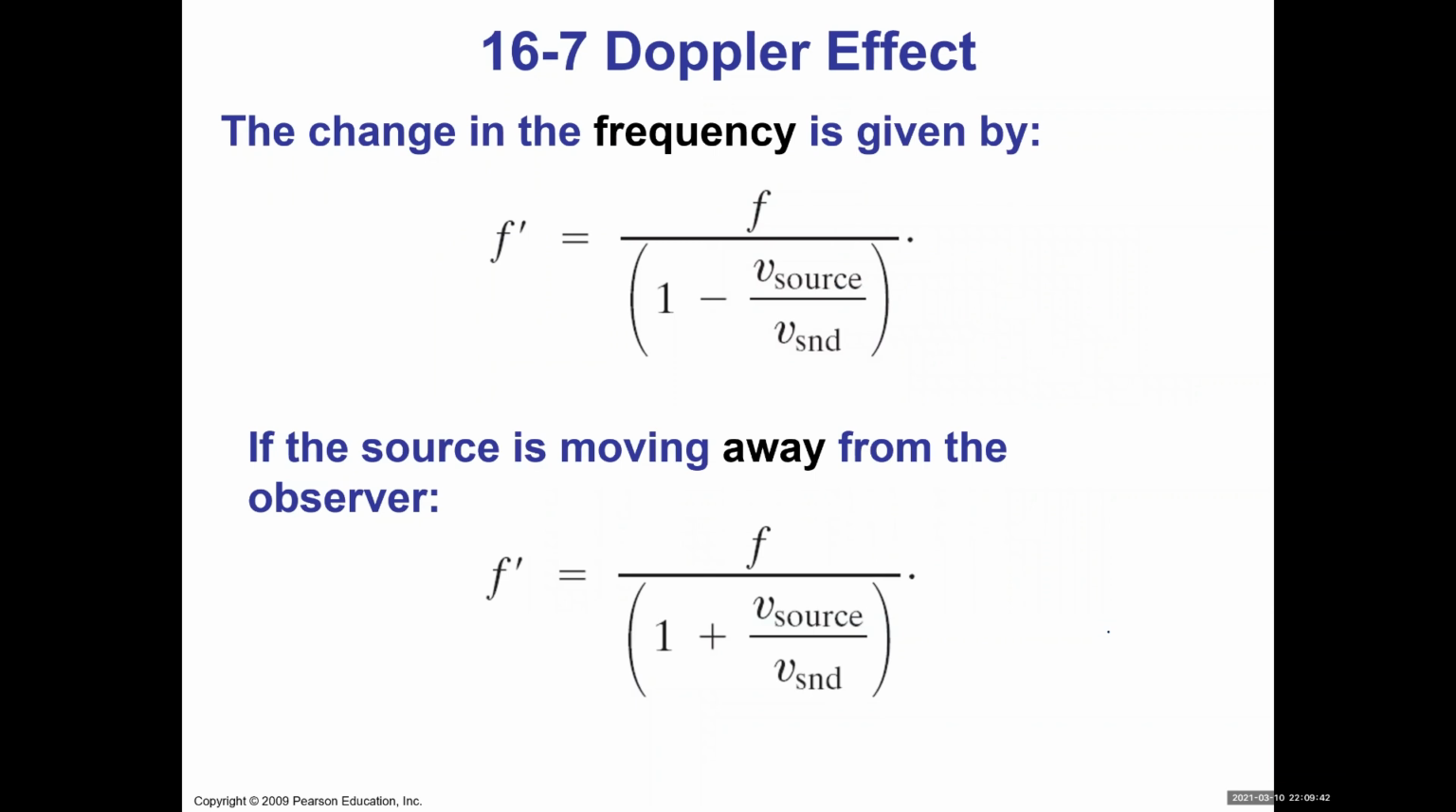So then what we have is this. The change in frequency is given by f prime equals f times 1 minus v source over v sound. So this is velocity, this is speed of sound, this is speed of source. If the source is moving away from the observer, then you have a positive sign, compared to the negative if it's moving toward. So this is moving toward, this is moving away. That's why this plus-minus helps you get higher or lower frequency depending on whether it's moving away or moving toward.